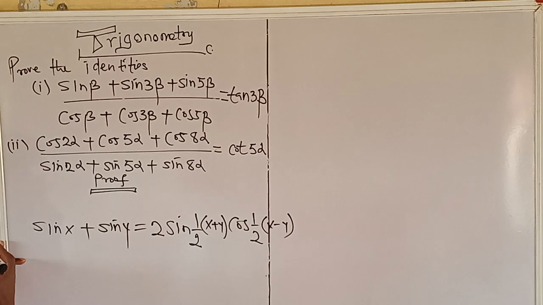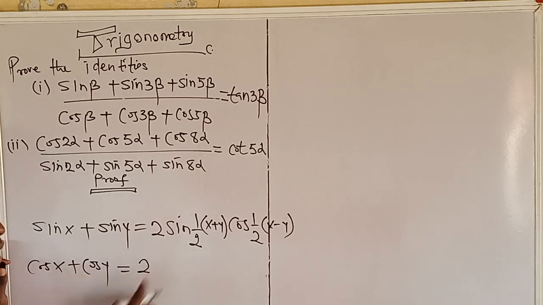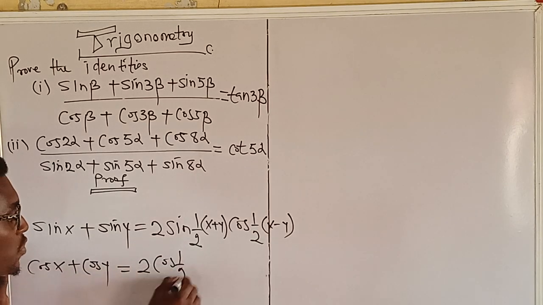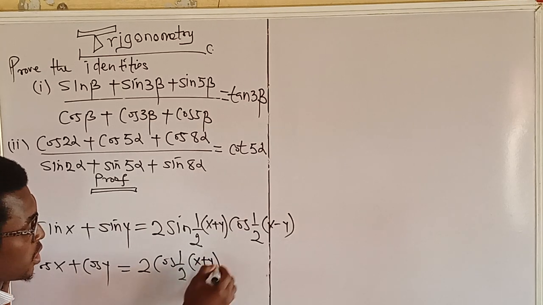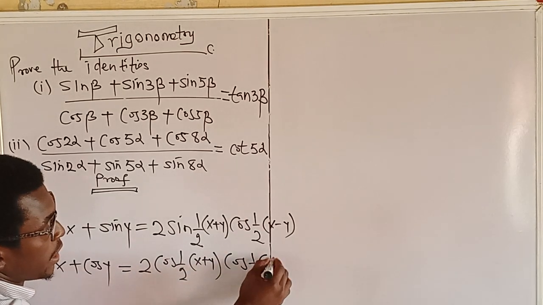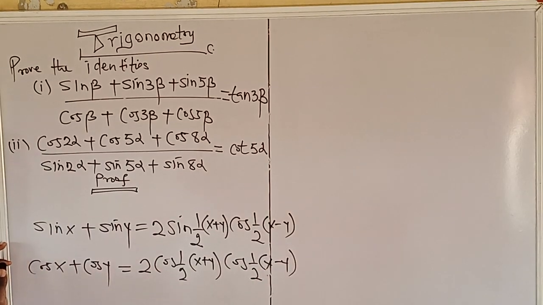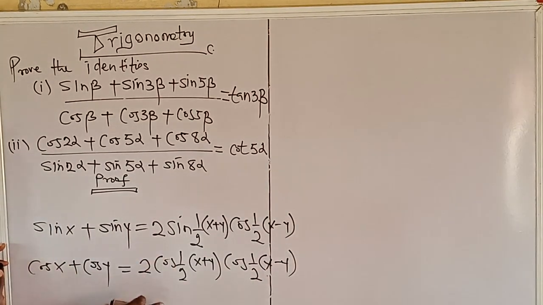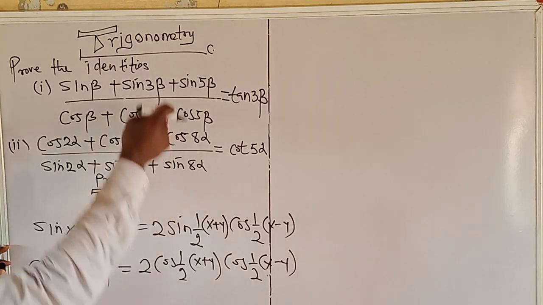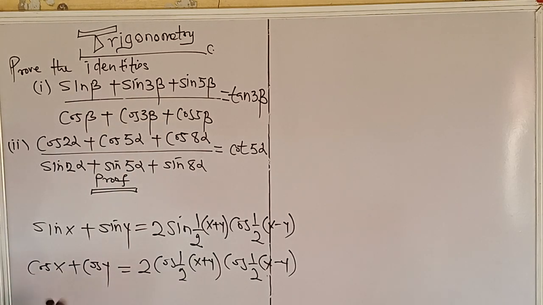Now, for cosine, we want to get a similar formula. Now, listen. For cosine, if we have the cosine of x plus the cosine of y, this is equal to 2, that is the cosine of half sum of x plus y times the cosine of half x minus y. All right? So we shall make use of these two formulas. You should do a copy of them if you've not seen them before, because we shall revert to them to prove this particular problem. So let me quickly erase this from the board.